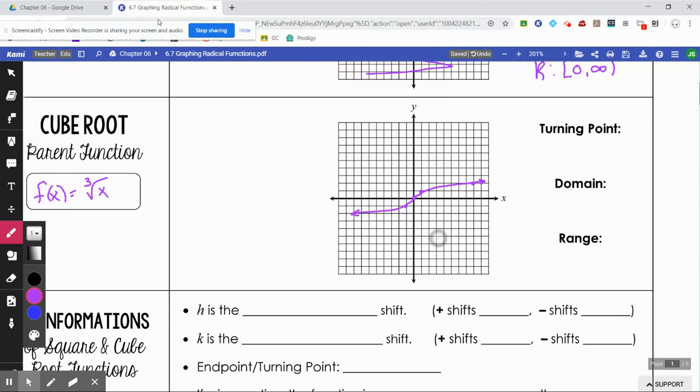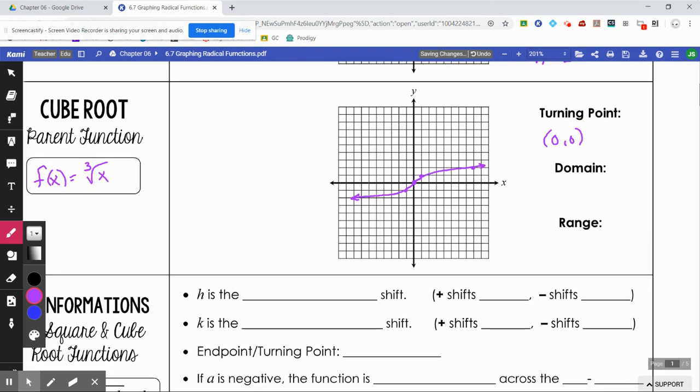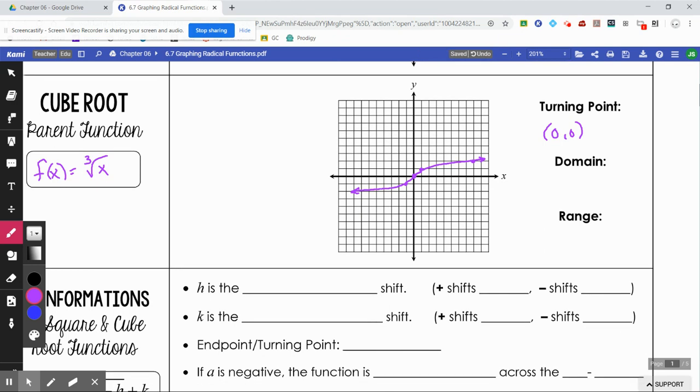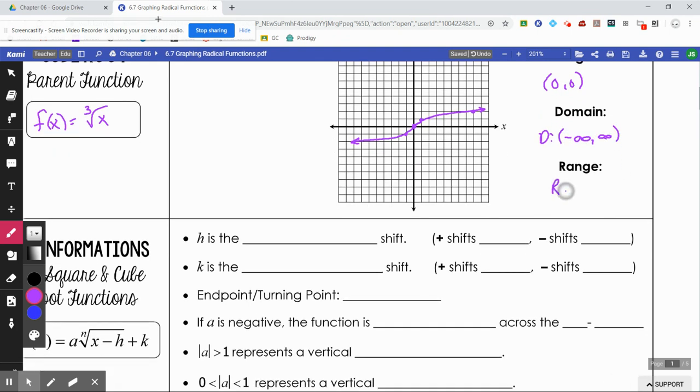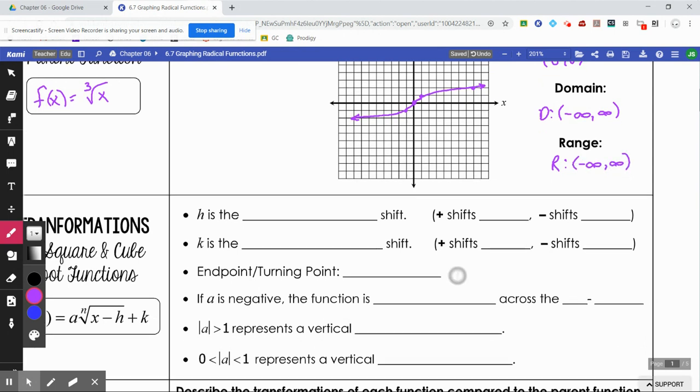There we go. The turning point would be this point right here in the middle. We have a turning point at (0, 0), where it changes from negative to positive. The domain of this function is all real values because it goes left and right forever, and we can take the cube root of anything we want to. The range values go from negative to positive infinity, up and down forever.